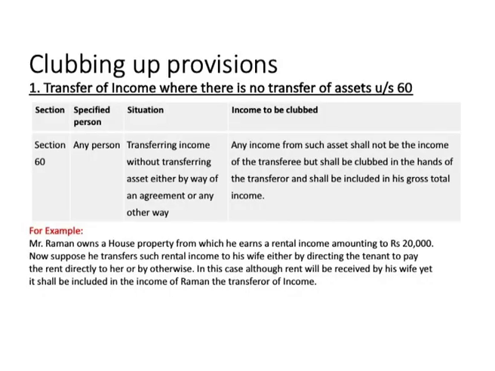So, a quick example, Mr. Raman owns a house property, so it belongs to him, from which he earns a rental income amounting to 20,000. Now, suppose he transfers such rental income to his wife. The property belongs to him, but the income is shown as if it belongs to his wife, either by directing the tenant to pay the rent directly to her or by otherwise. So, after he receives, he might have given it to her and tries to show it as the income of his wife. In this case, although rent will be received by his wife, yet it shall be included in the income of Raman, the transferor of income.